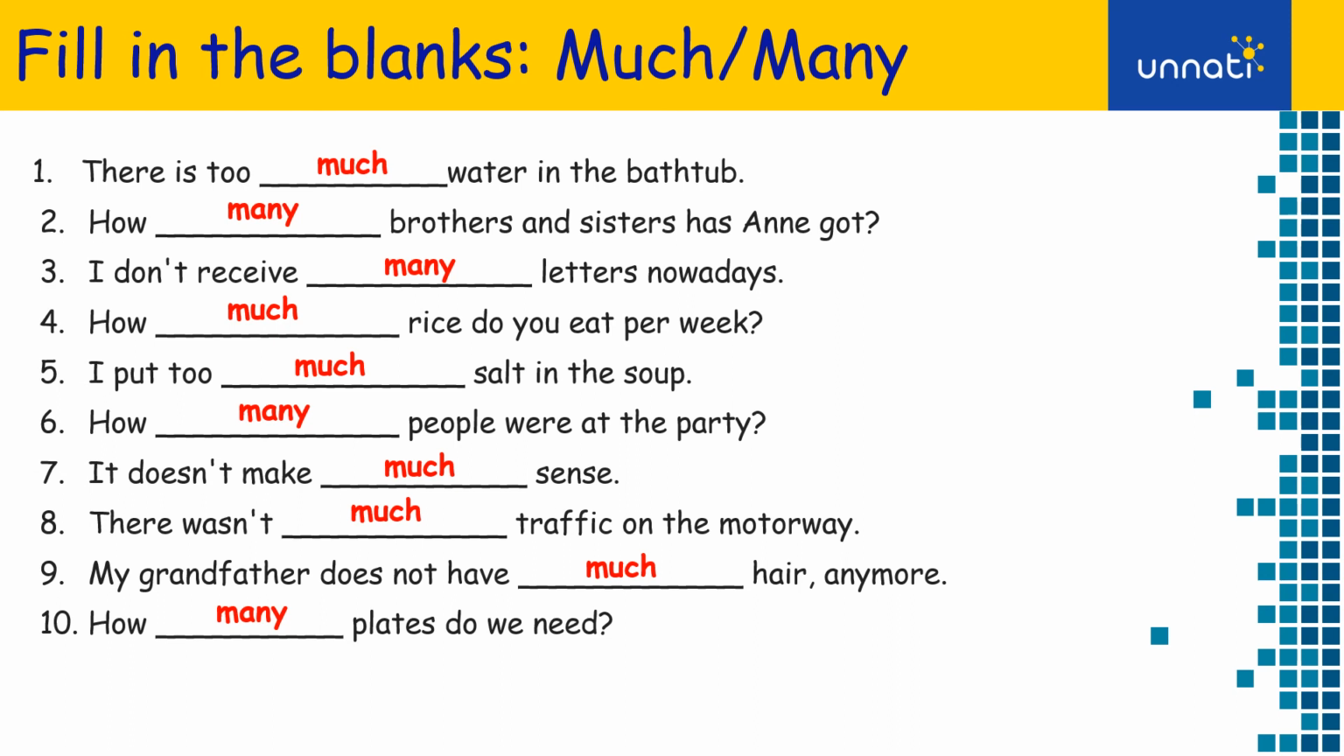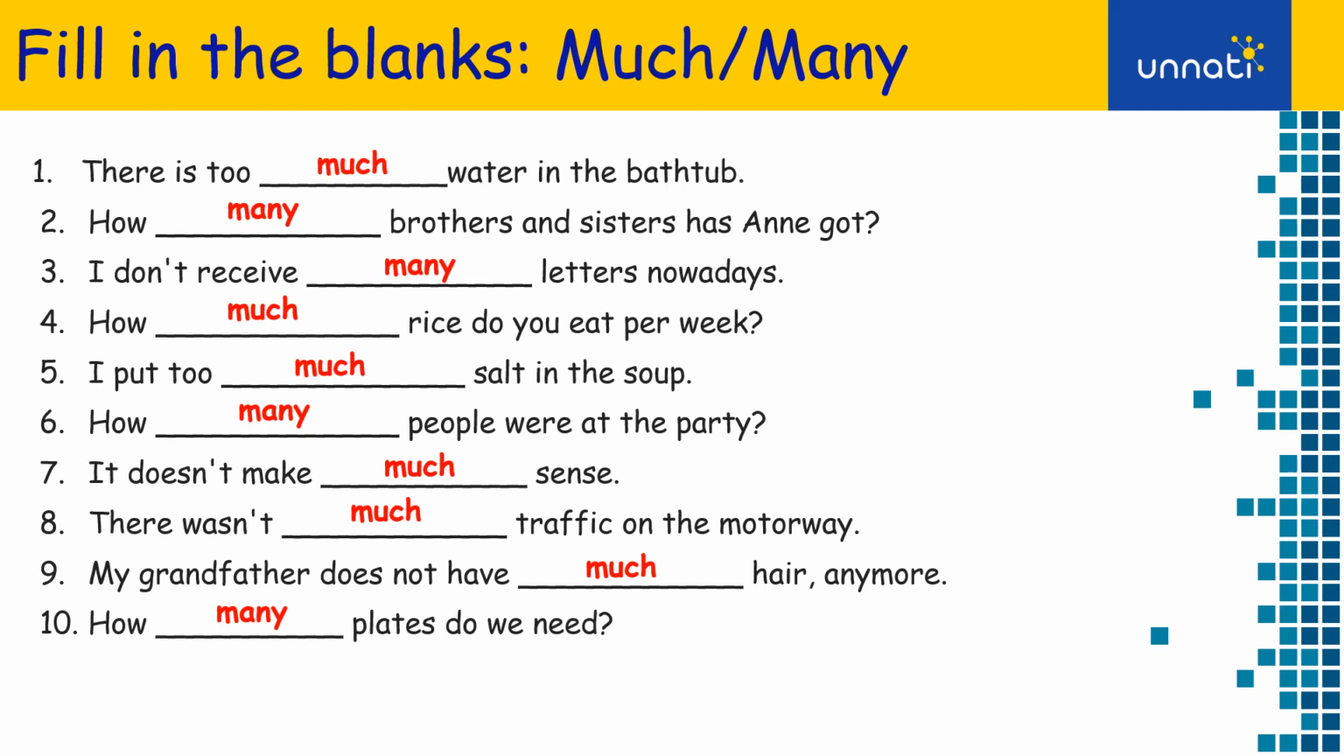How many people were at the party? So the number of heads, the number of people in a party can be counted. So how many people? People are countable. It doesn't make much sense. So it doesn't make much sense because sense is uncountable.